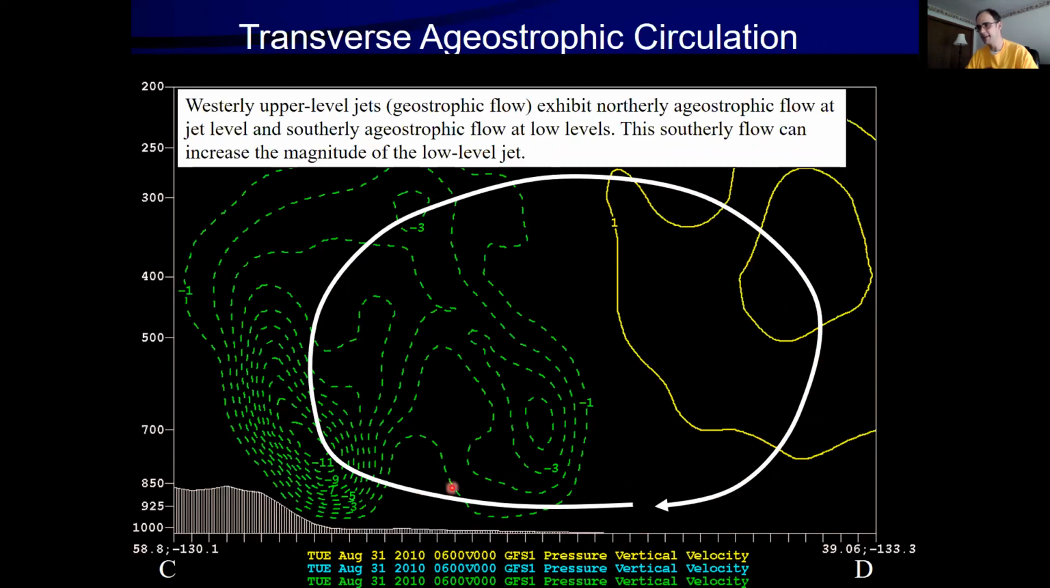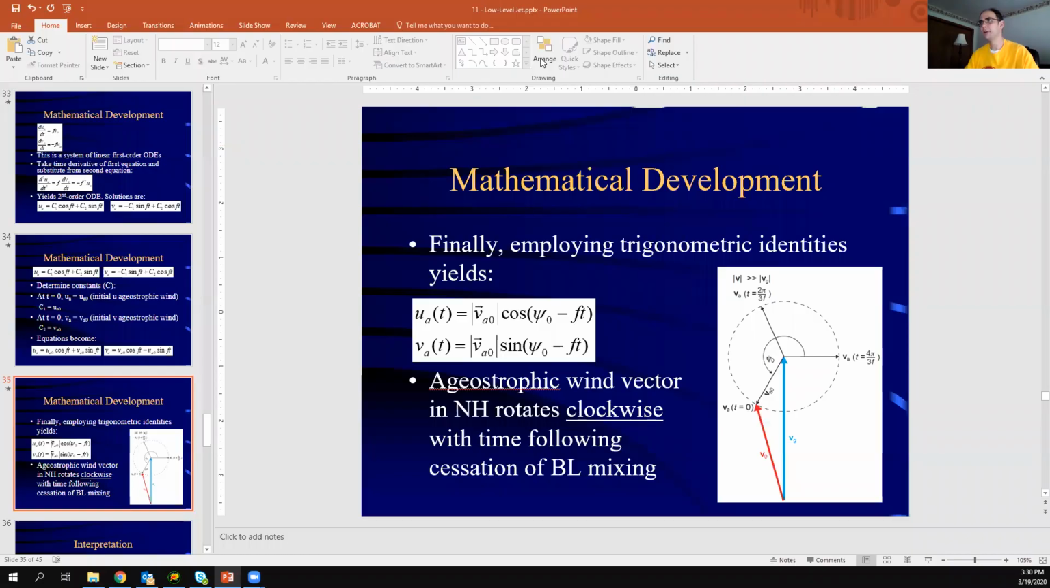So if we have a southerly low-level jet here, that would be coupled to the upper-level jet through this transverse ageostrophic circulation. All right, so we'll go ahead and stop the share on this.